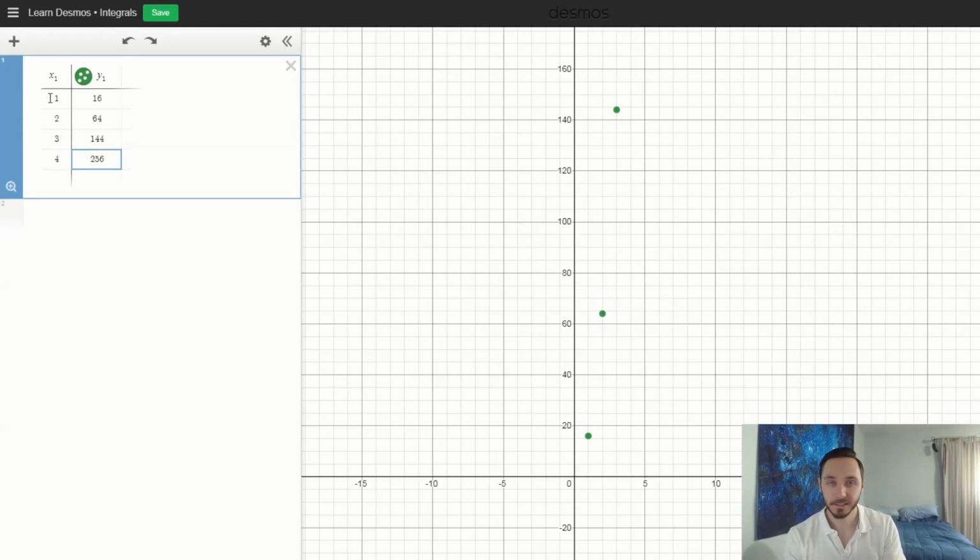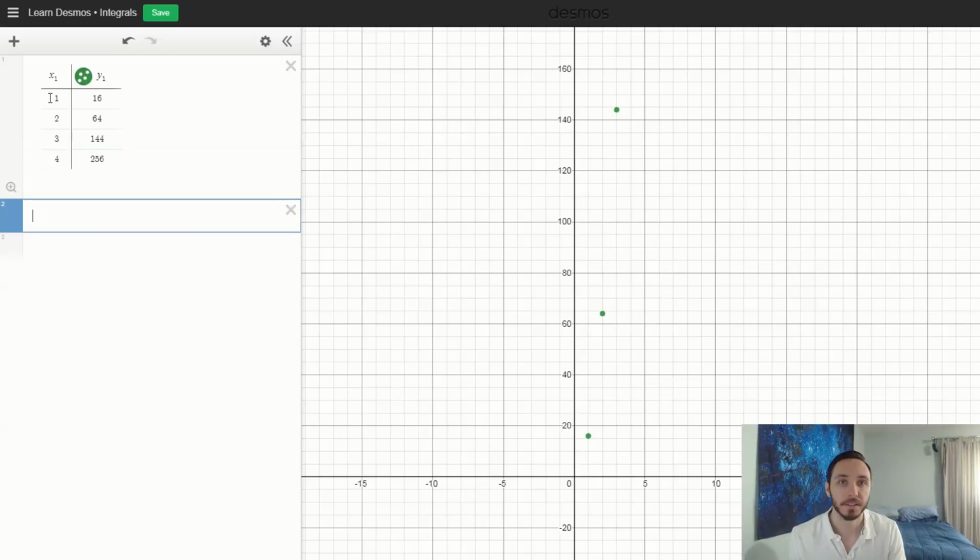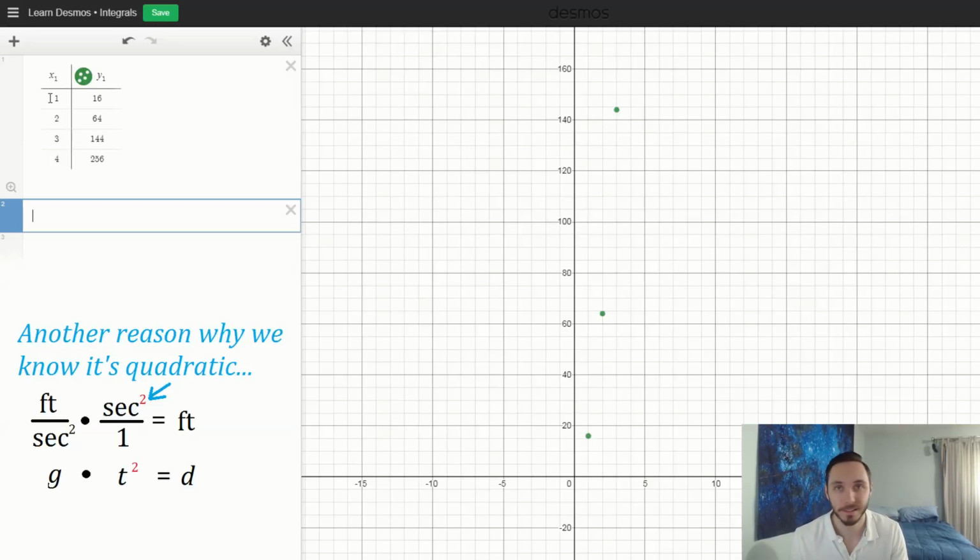We need to figure out what this pattern is. There's a few ways we can approach this. One thing I will say is that we know that this is quadratic because I already started with the equation, right? But it's also found in a quadratic unit in high school. So I know that this is going to be a quadratic term.